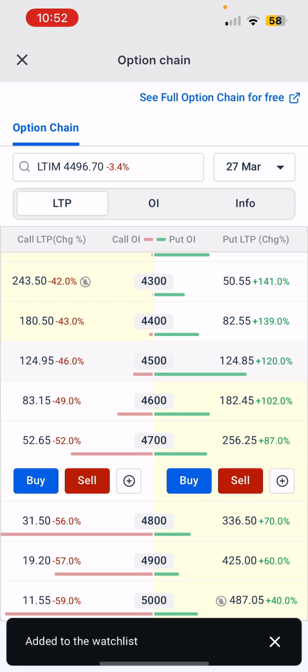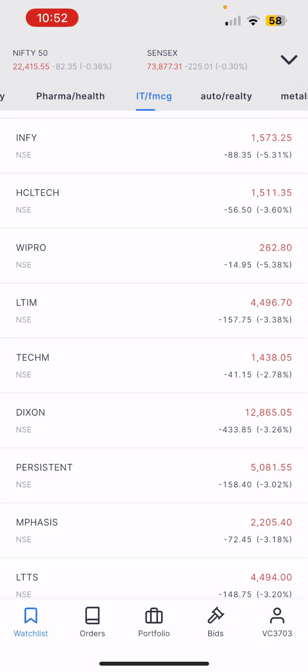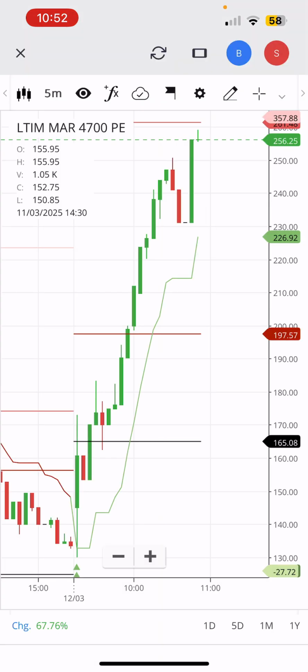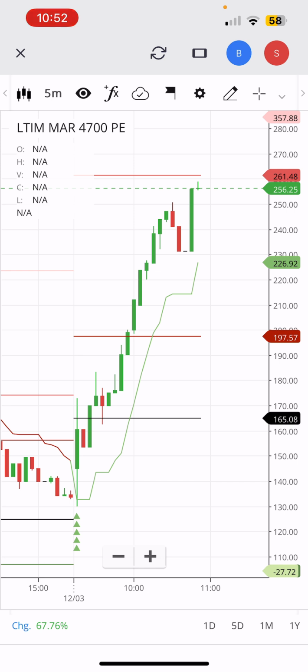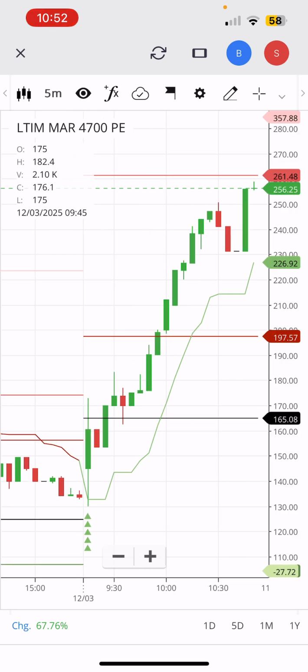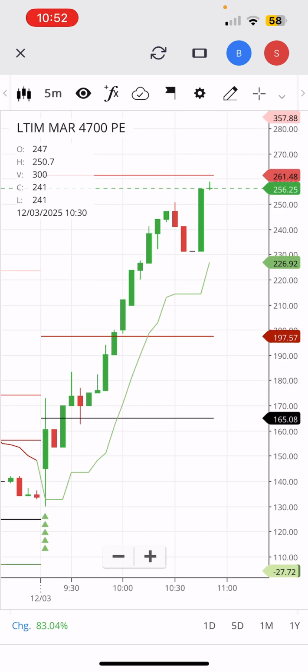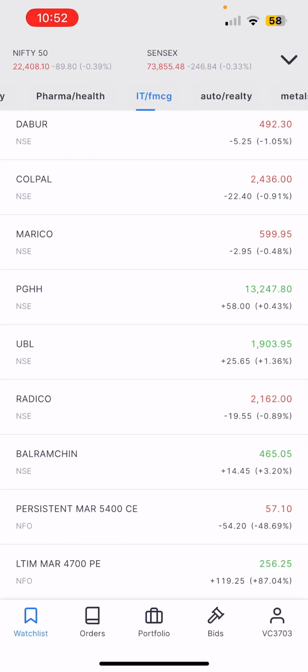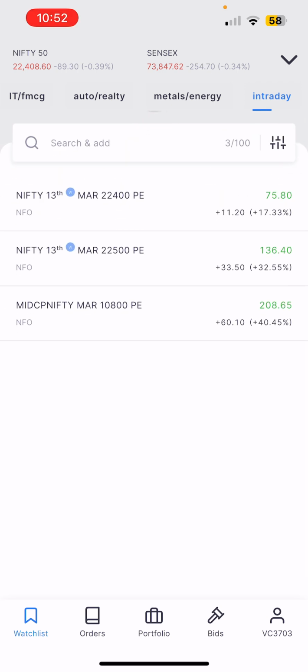4,700 PE also if we select. So I selected the strike price and let me open the strike price and see. Yeah, so it has given entry at 130 levels, and if you would have taken entry at 140 level also fine, or after this pivot 165, to first target 197, to directly 256. It is in a perfect target scenario. So this is how you need to practice each indicator differently to understand the different scenarios.